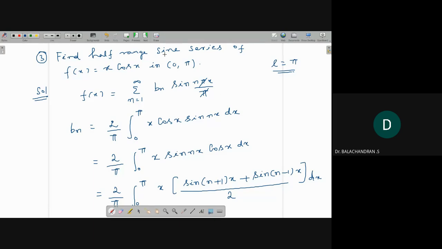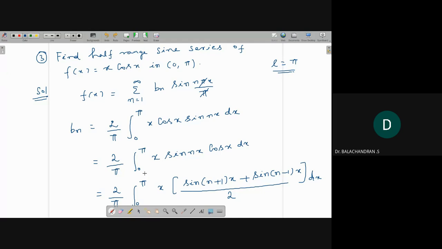Find half range sine series of f of x equal to x cos x in the interval 0 to pi. Here L is pi. F of x is summation n equal to 1 to infinity bn into sine n pi x by L. L is pi, pi gets cancelled. What is bn? Bn equal to 2 by L, L is pi, integration 0 to L, f of x, x into cos x into sine n pi x by L, pi gets cancelled, into dx.